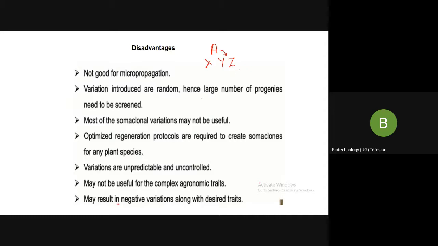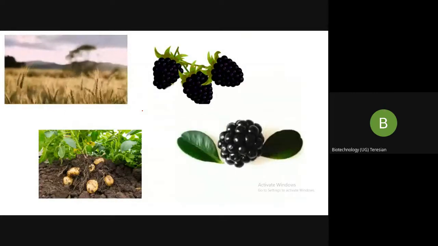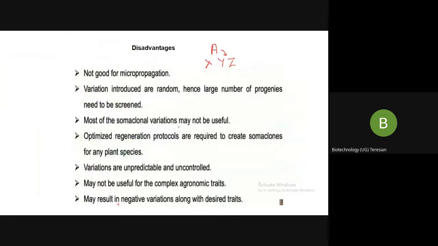Variation introduced is random, hence a large number of progenies need to be screened. So you see that the variation we are inducing is random. It is not in sequence. We are not doing one, two, three, no, we are doing it randomly. Hence a large number of progenies need to be screened. Most of the somaclonal variations may not be useful because they can lead to a lot of undesirable effects. If it is useful, like we saw previously with your blackberries, your potato, your maize, it's good. But look at this, if it is not useful.